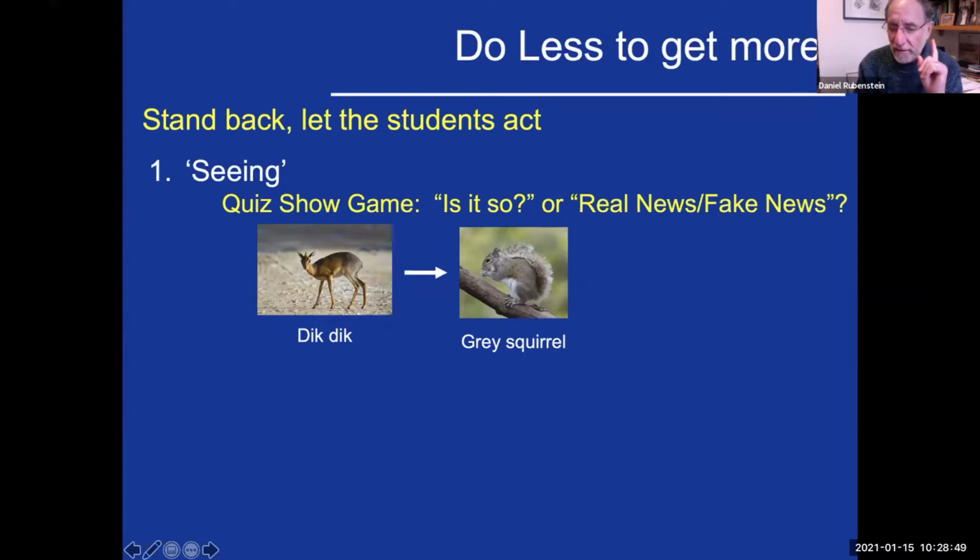Okay, so the first thing was I wanted them to see what animals do. I call that the seeing. And I've always played in the field a quiz show game, Is It So? And under this presidency, I've changed it to real news or fake news. And I usually work with dik-diks because they're habituated to the campus, so you can walk up and watch them. They're the smallest ungulate. They're about this tall.